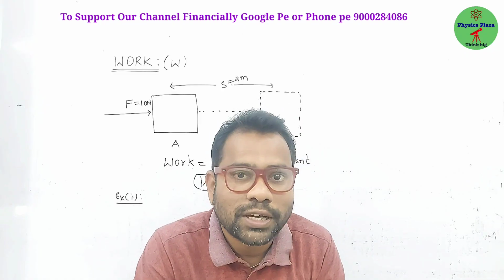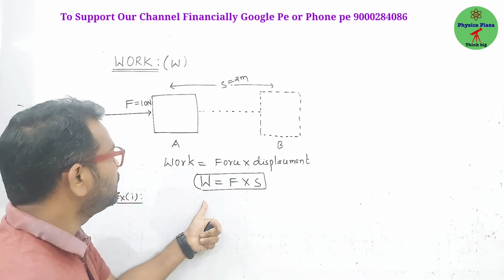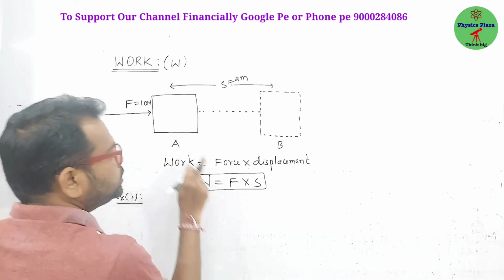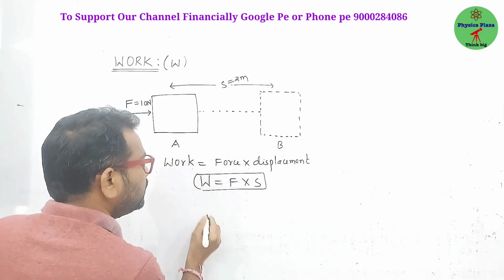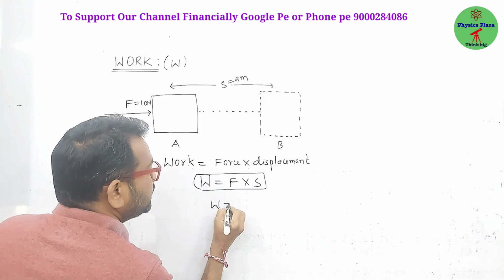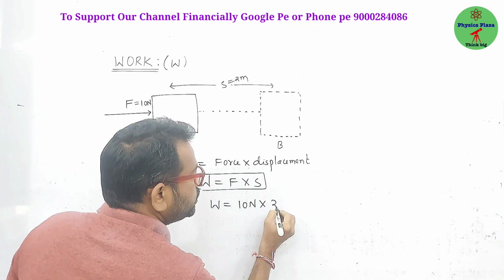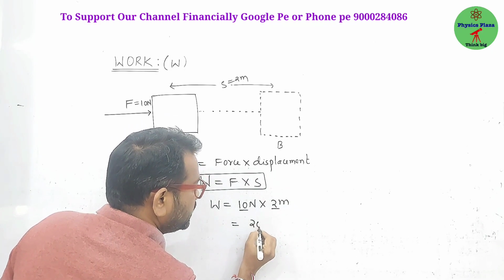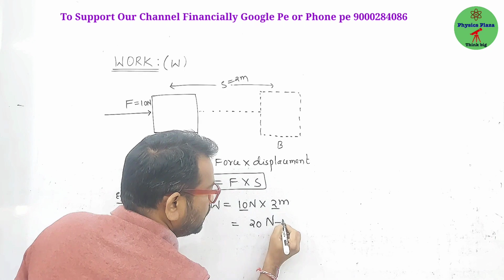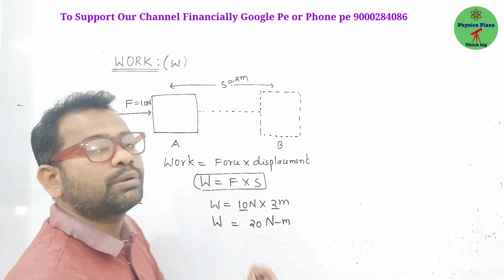Now what is the work done? So how can we calculate? Yes, we have the formula here. F is equal to 10 newtons, displacement is equal to 2 meters. Now let us calculate. W is equal to 10 newtons into 2 meters. 10 into 2 is how much? 20 newton meter. So now work done is 20 newton meter.